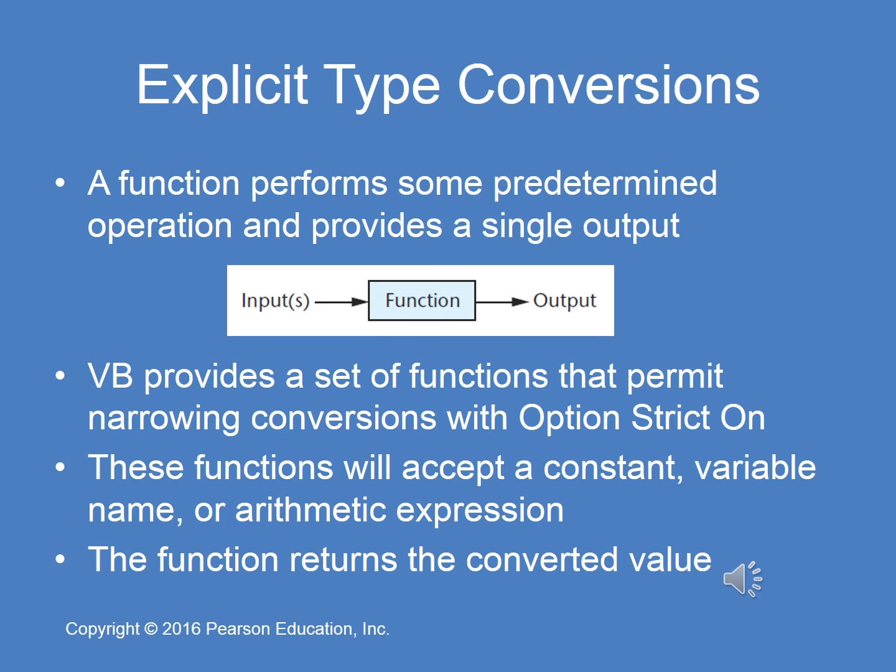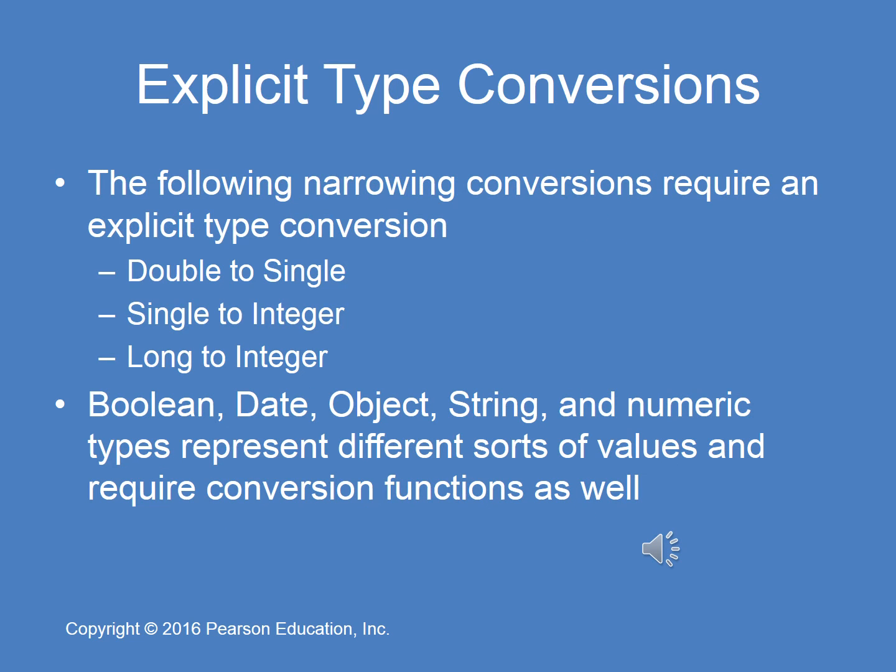This is very useful in converting input that was solicited from the user via a text box to the appropriate data type needed within the program. Hold on and we'll cover more in the next slide. If you want to convert a value from a double to a single, or a single to an integer, or a long to an integer, you must use an explicit type conversion. Boolean, date, object, string, and numeric data types require different sorts of values and require conversion functions.